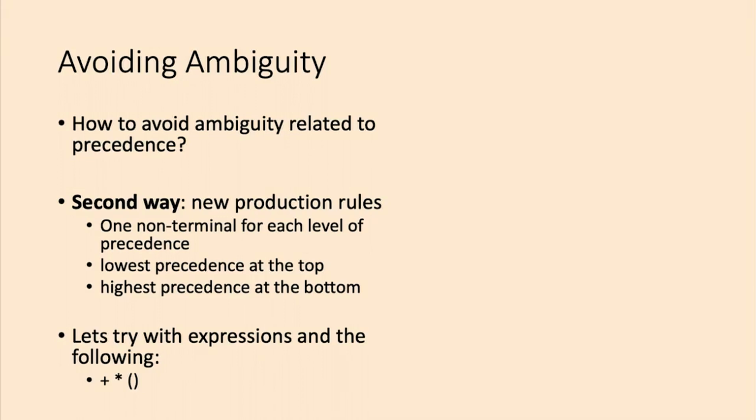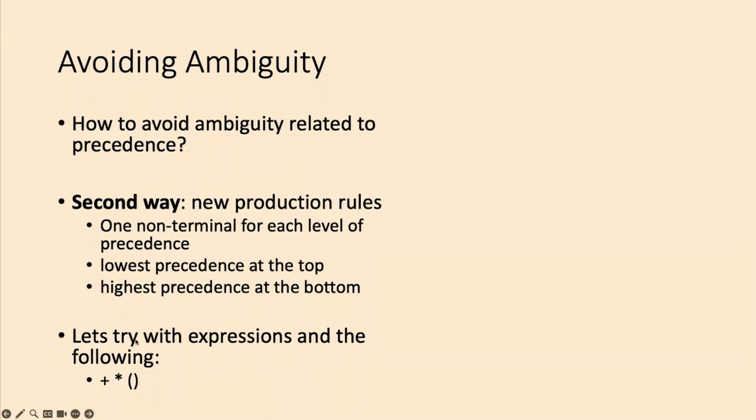What we need to do is encode precedence in the production rules. We're going to introduce new non-terminals. Remember, non-terminals are like our variables, and we can introduce as many as we want. We want one new non-terminal for each level of precedence. The lowest precedence goes on top, and the highest precedence goes on the bottom.